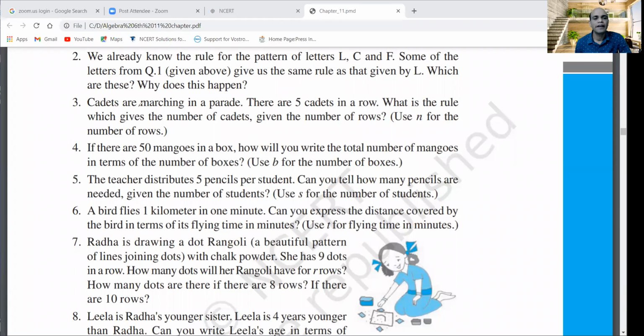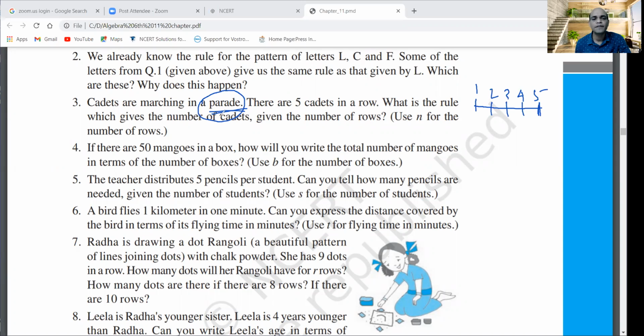Very good. Now let us go to number 3. In number 3, cadets are marching in a parade. You know parade? Especially on 15th August and 26th Jan, parade is being organized in schools and colleges everywhere. There are 5 cadets in a row. So in a row, how many cadets are there? Suppose this is a row, then 1, 2, 3, 4, 5 cadets are there.